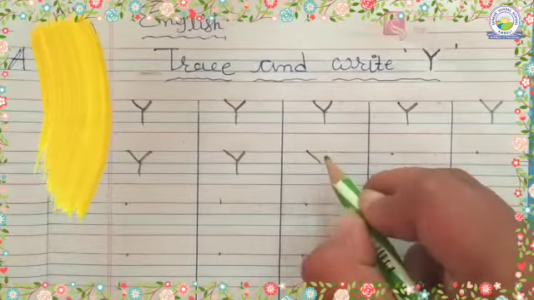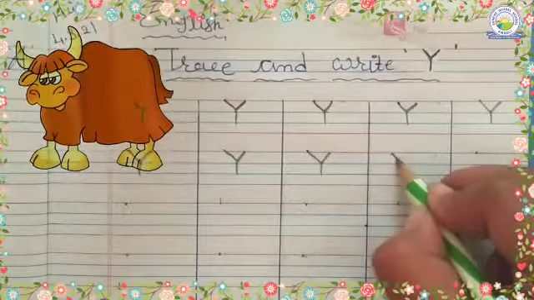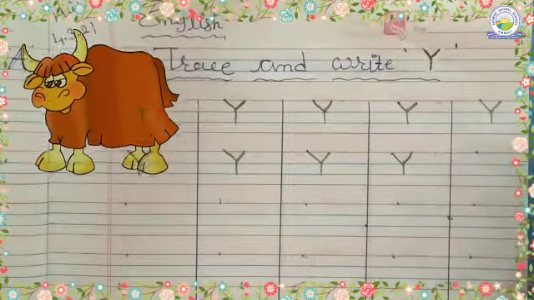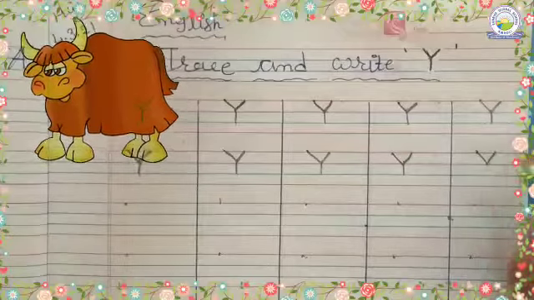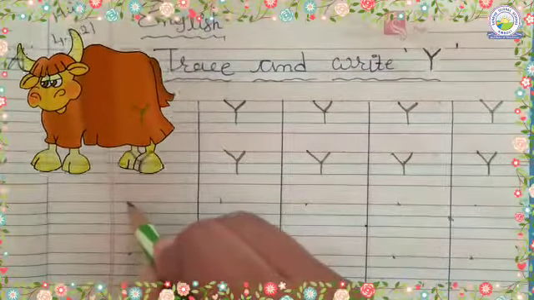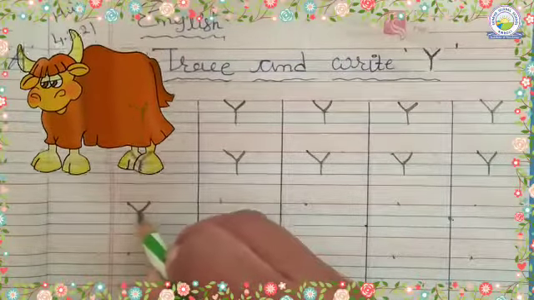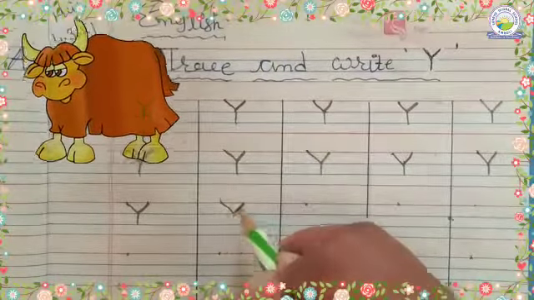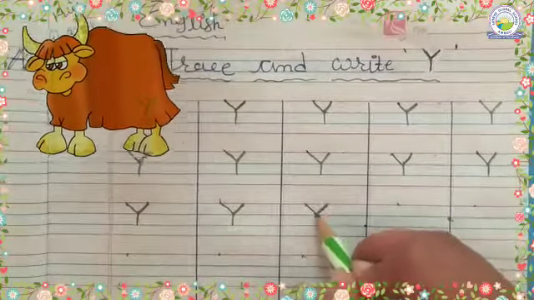Y for yak. Okay? Y for yak. Yahan pe slanting line karni hai. Yahan pe bhi slanting line and then standing line. यहाँ पे slanting line, यहाँ पे भी slanting line करेंगे, and then standing line. Y for yak.